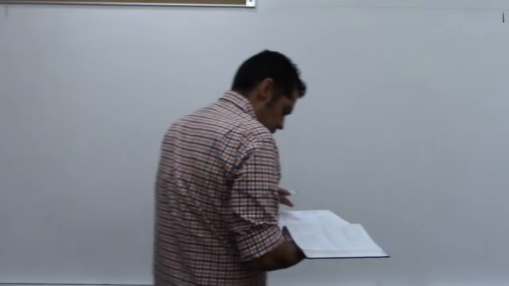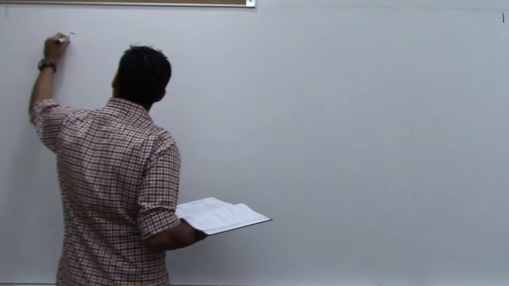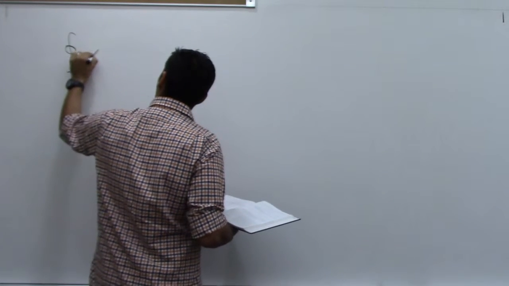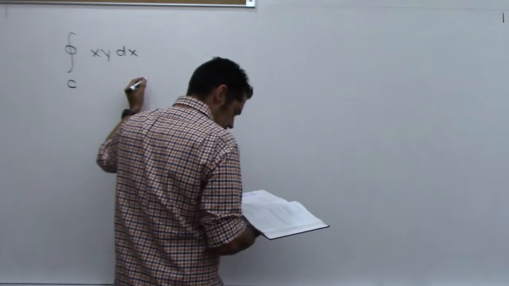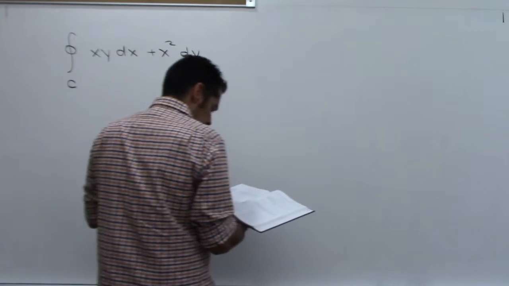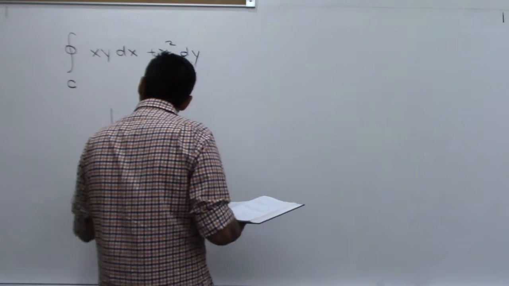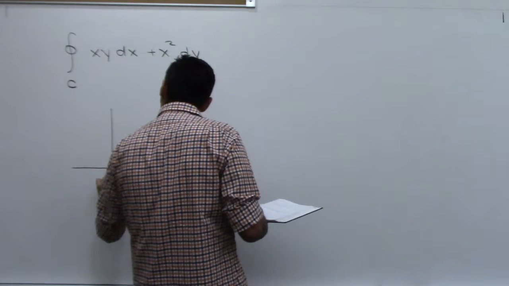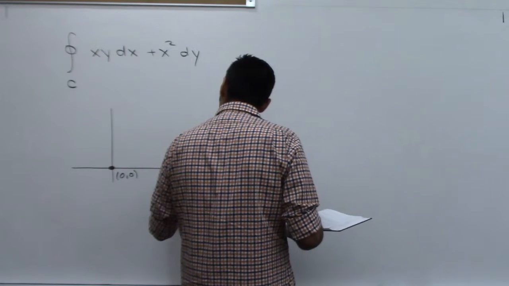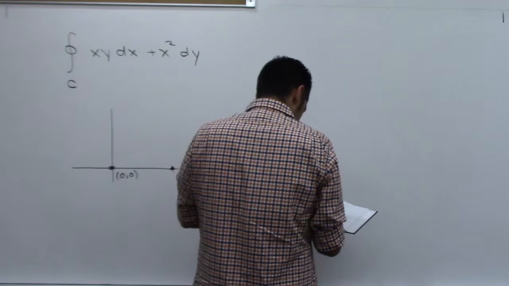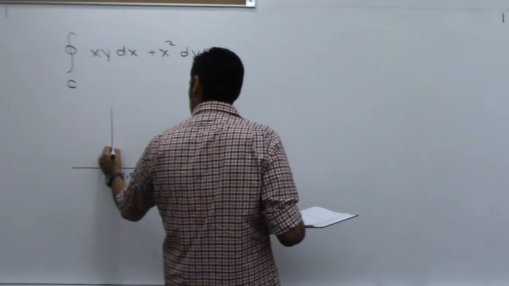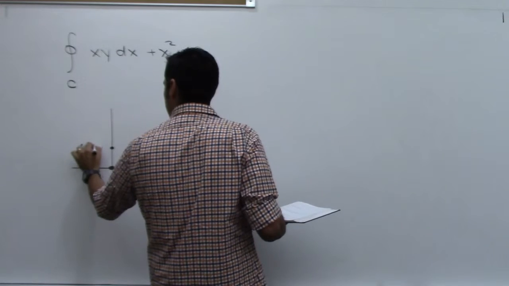So for number 3, they give us the line integral over the closed curve C of xy dx plus x squared dy, where C is the rectangle with vertices at (0, 0), (3, 0), (3, 1), and (0, 1).